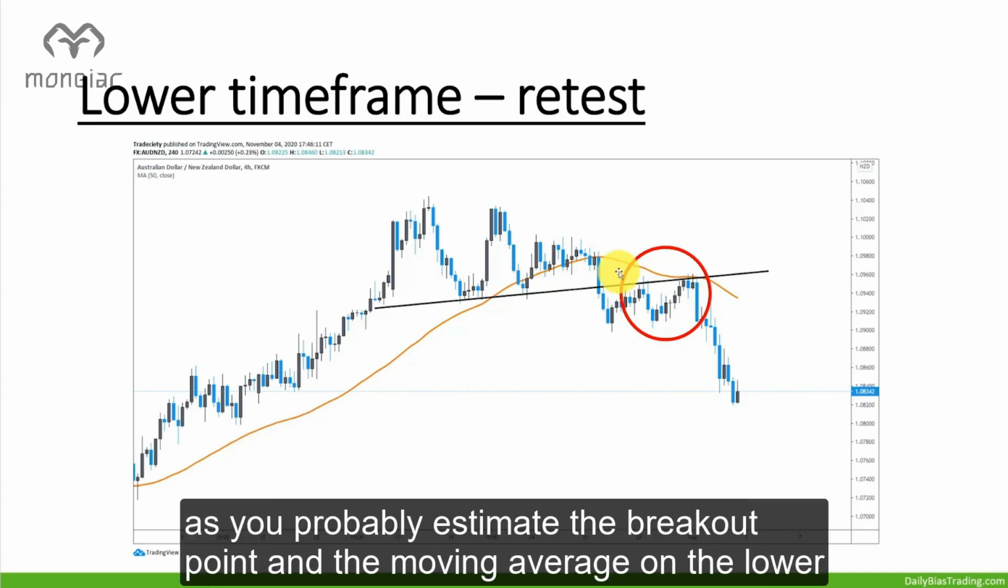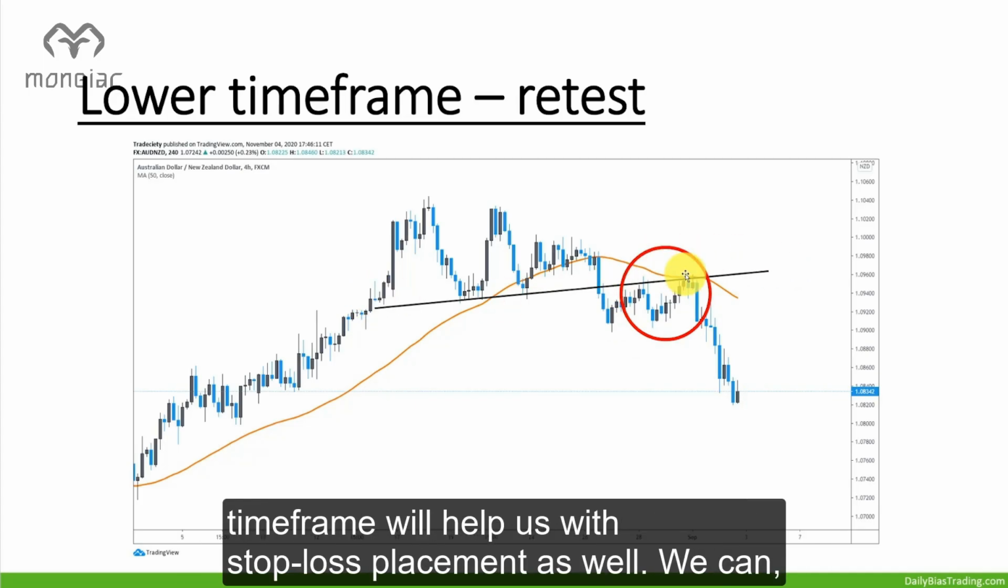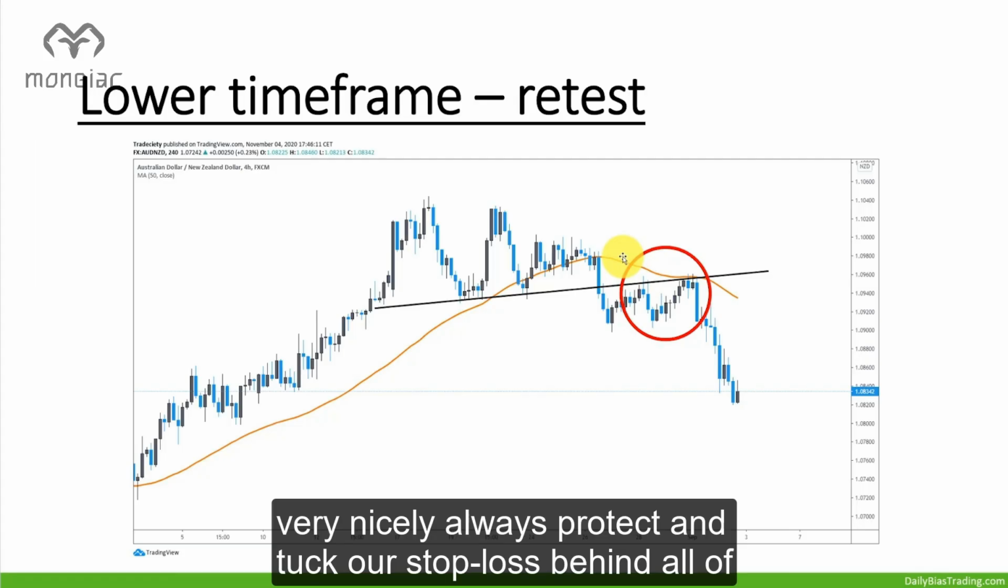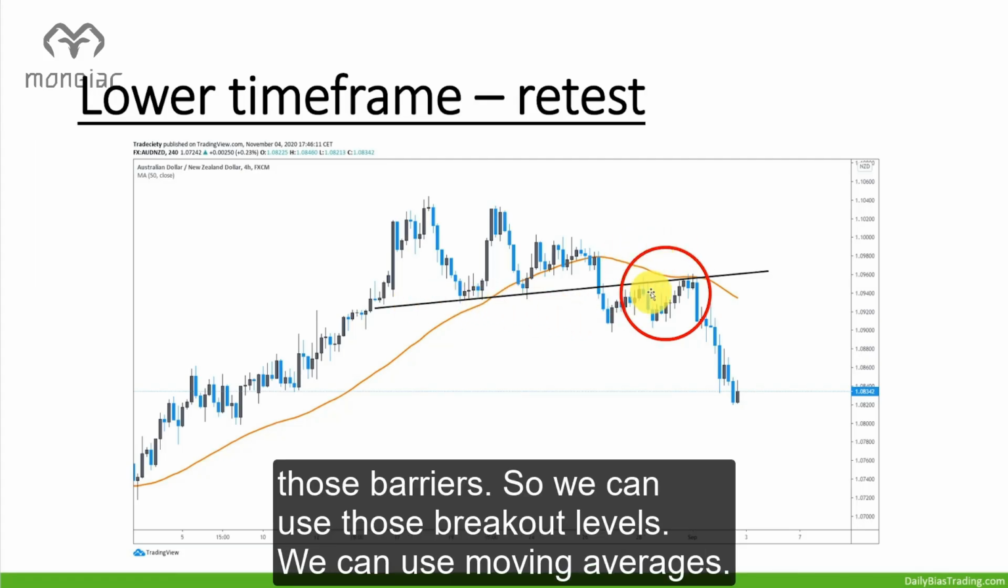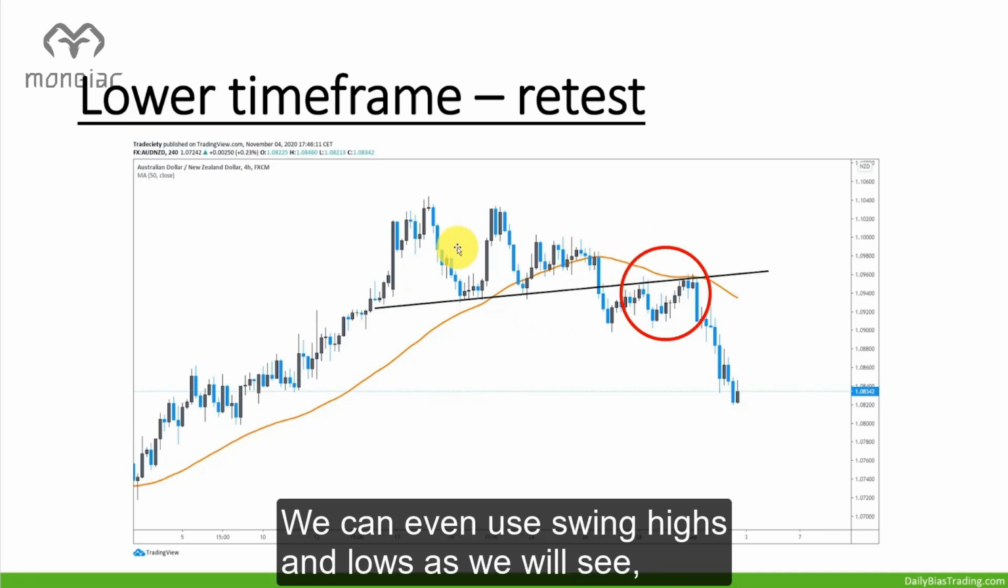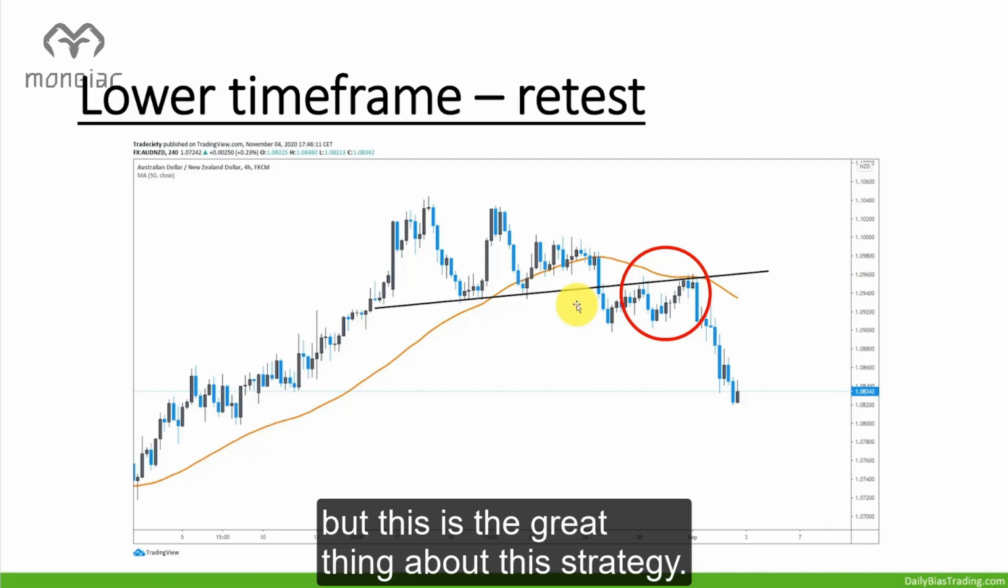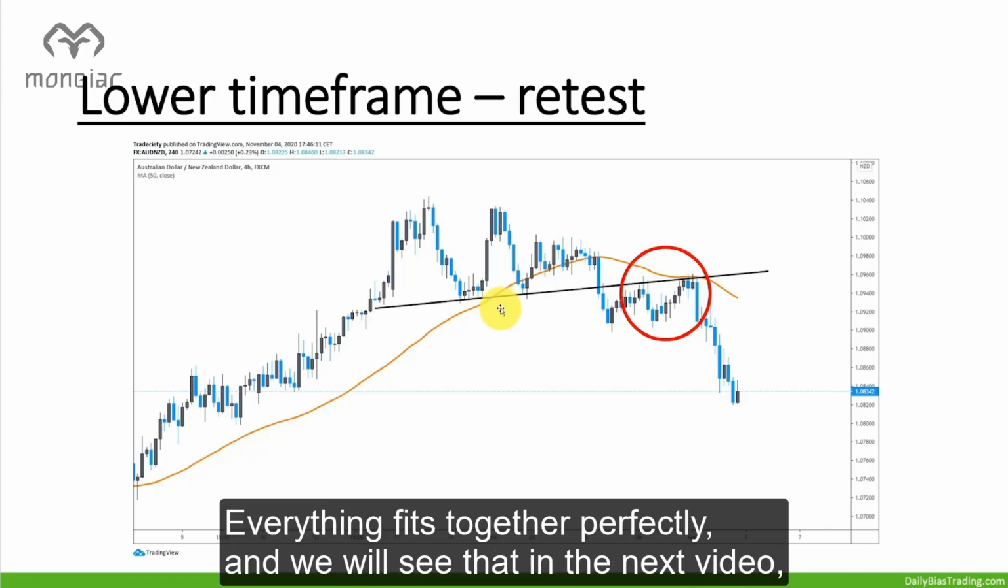And obviously, as you probably estimate, the breakout point and the moving average on the lower time frame will help us with stop loss placement as well. We can, as we will see in a later video, very nicely always protect and tuck our stop loss behind all of those barriers. So we can use those breakout levels, we can use moving averages, we can even use swing highs and lows, as we will see. But this is the great thing about this strategy. Everything fits together perfectly, and we will see that in the next video even further.